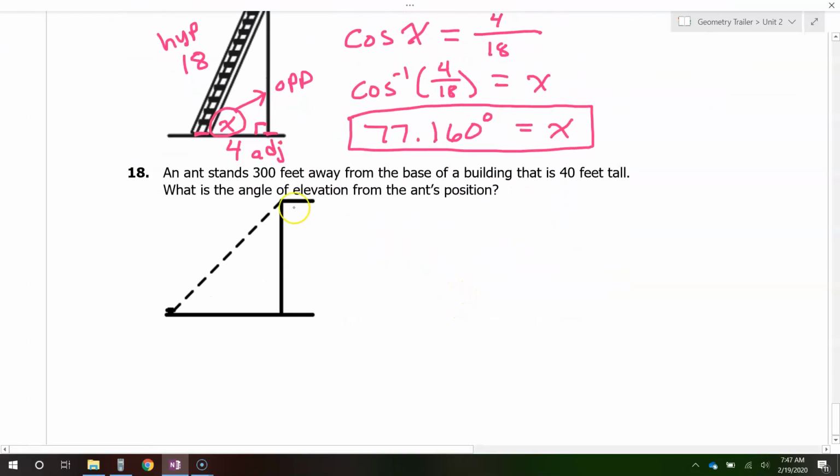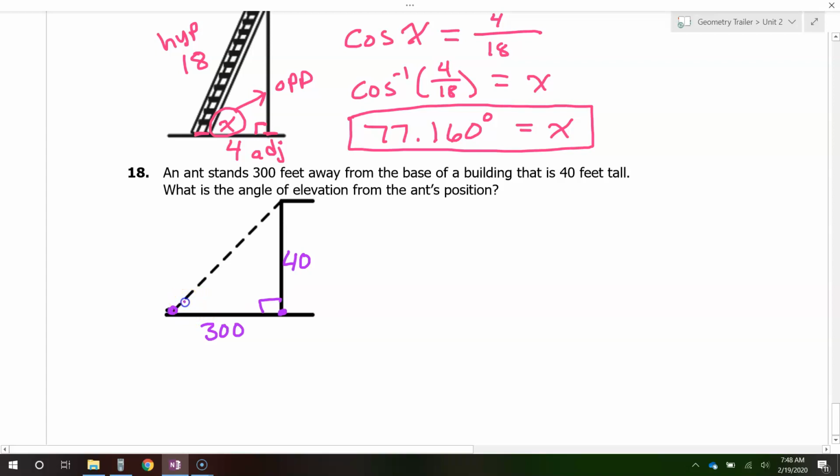An ant stands 300 feet away from the base of a building. All right, so here's the ant, here's the base of the building. So these are 300 feet apart. So here's the 300 right here. A building that is 40 feet tall. Okay, so the height of the building is 40, and that's going to be right here. This is a 90-degree angle. What is the angle of elevation from the ant's position?